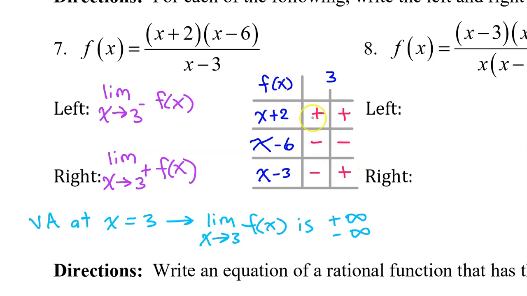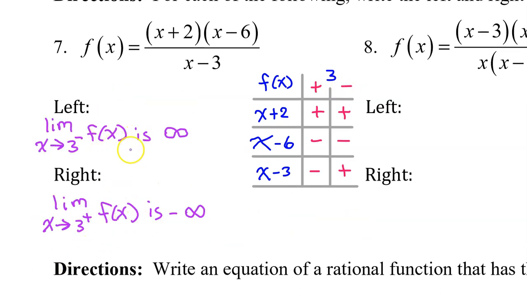The overall sign of f of x near 3 but to the left is going to be positive because we have an even number of negatives on the sign chart. Near 3 but to the right, f of x will be negative. So that means we have positive infinity as x approaches 3 from the left and negative infinity as x approaches 3 from the right. So this is the answer to number 7.